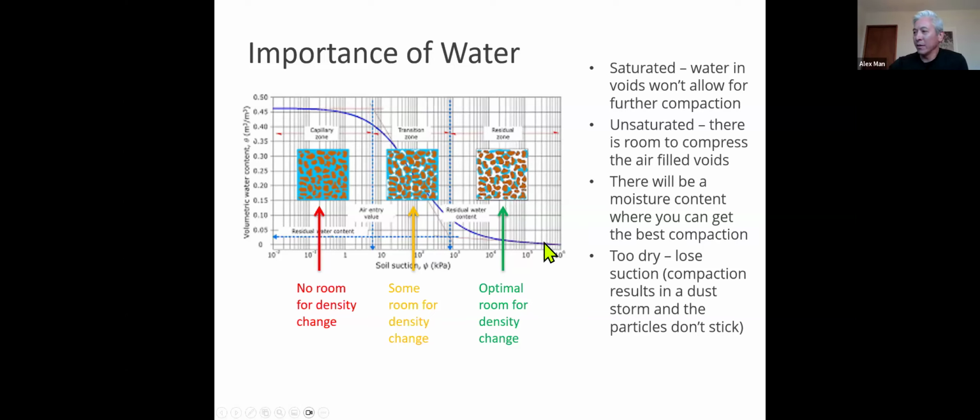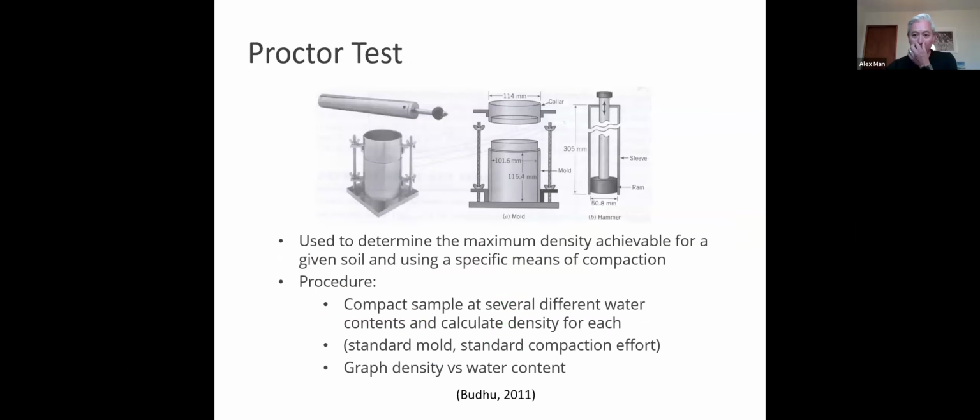And then, yeah, further down the line, when you lose all your water, you're going to be compacting your soil and causing basically a dust storm. And when you're doing that, you're also wasting your time. So there will be a water content where you can get the best compaction, and we can measure that. And it's basically from doing a bunch of mini compaction trials. And it's called a Proctor test.